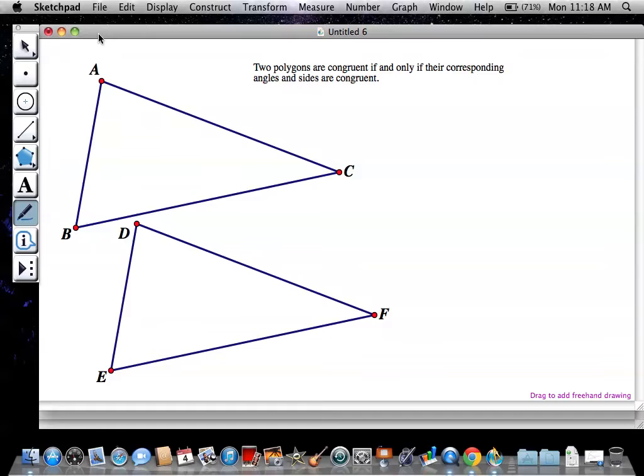Chapter 4, Section 4 in geometry is congruent triangles. So what this comes down to is this statement right here. Two polygons are congruent if and only if their corresponding angles and sides are congruent.